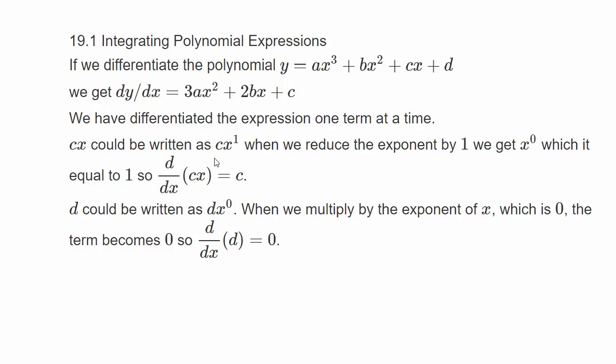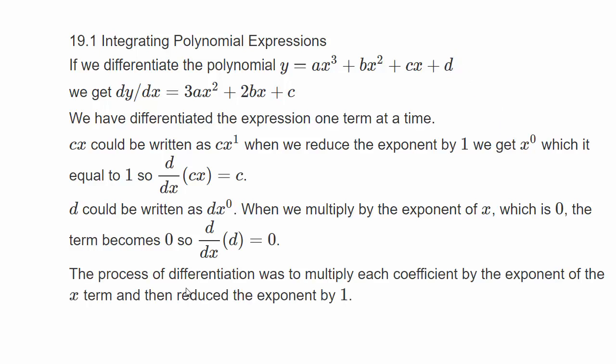Cx could be written as cx to the power of 1, and when we multiply by 1, that doesn't change the value of c, and then we reduce the exponent, so the x to the 1 becomes x to the 0, which is 1. The d term could be written as d times x to the 0. X to the 0 is 1, but when we multiply by the 0, the term will become 0. So this final term, when we differentiate, disappears.